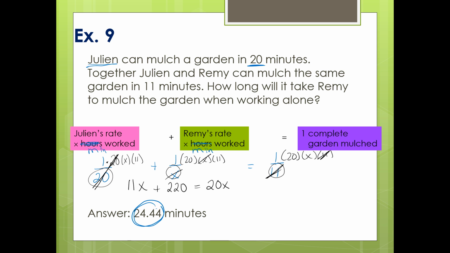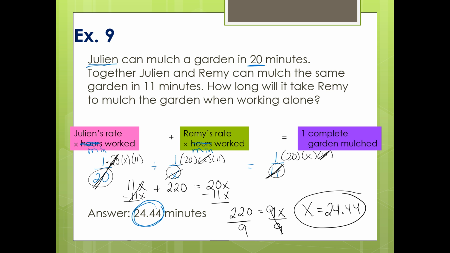Okay, so then again, get all your x's on the same side. So we're going to subtract this 11x. So we get 220 equals 9x. We divide by 9, and again, there was already a spoiler up here with the answer of 24.44. But that is your answer.